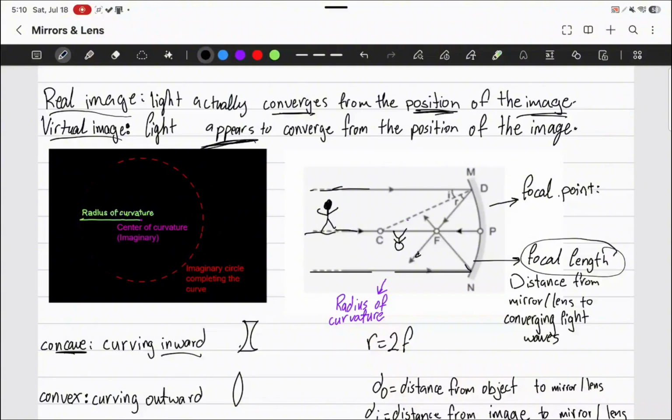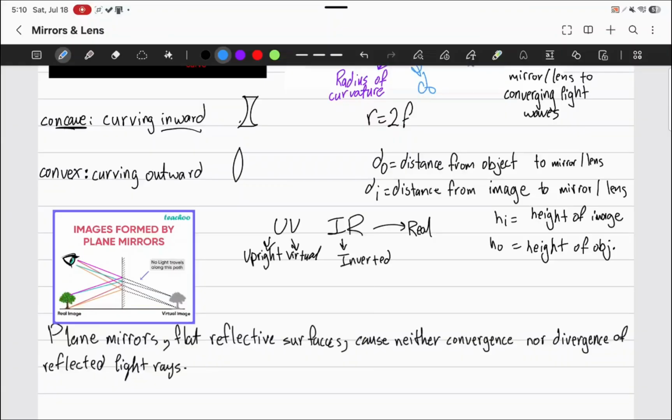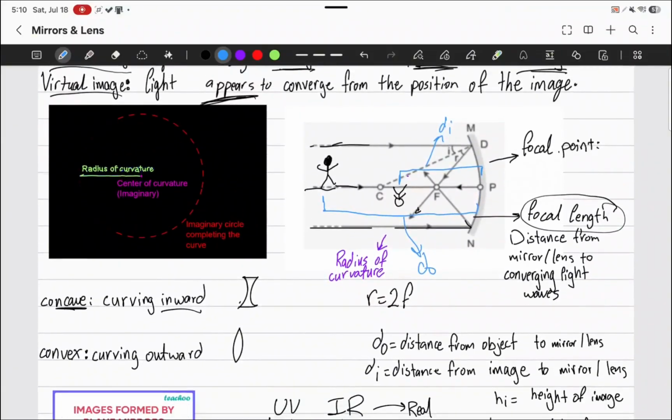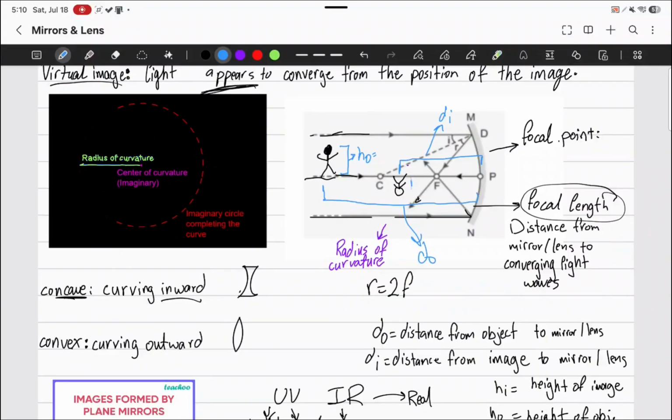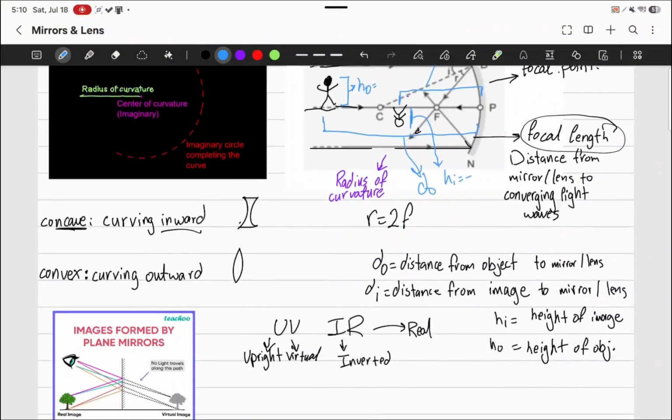The distance from the image right here to the mirror or the lens, that's the DI. To go from the object to the mirror or the lens, that's called DO. Then the height of the object is HO, and there's also the height of the image, which is HI, and obviously HI here would be negative. We'll talk about that more later.